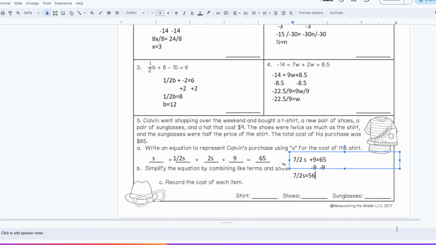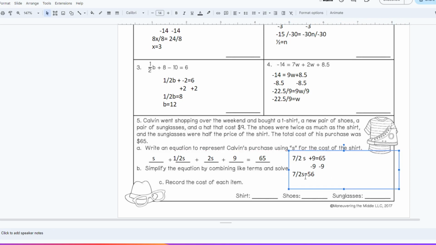Then remember, what do we do with a fraction? We invert and we multiply the fraction, because a fraction is dividing and multiplying at the same time. So I'm going to flip that 7 over 2 upside down and say, okay, 2 over 7 times 56. And then 56 divided by 7 is 8. 8 times 2 is 16, so S equals 16.